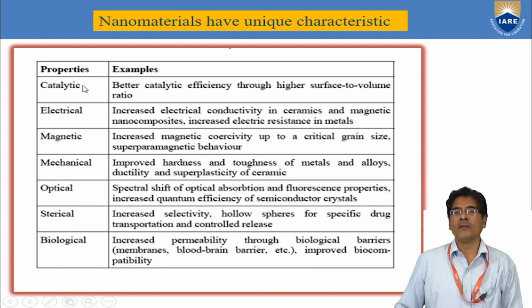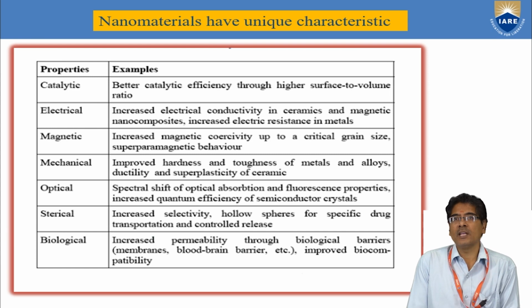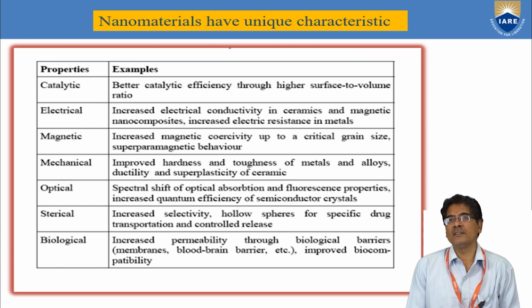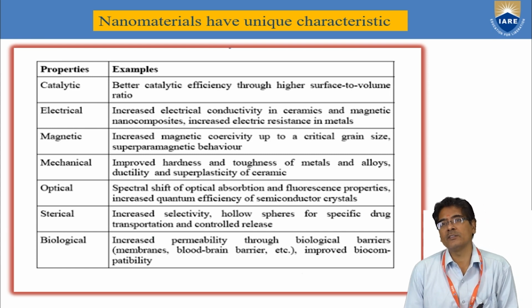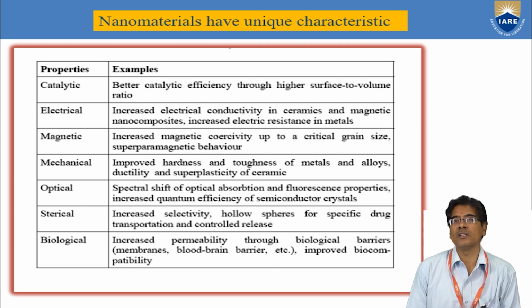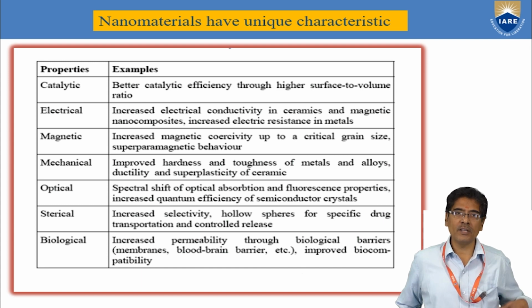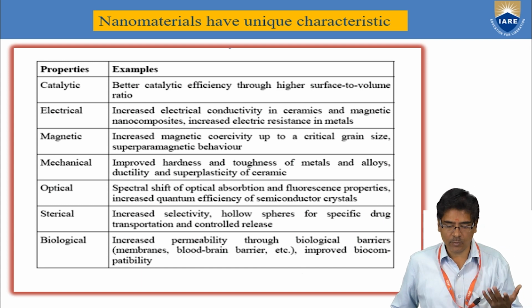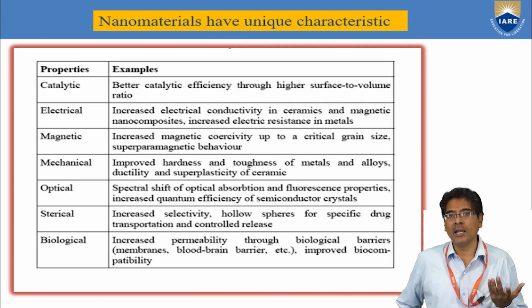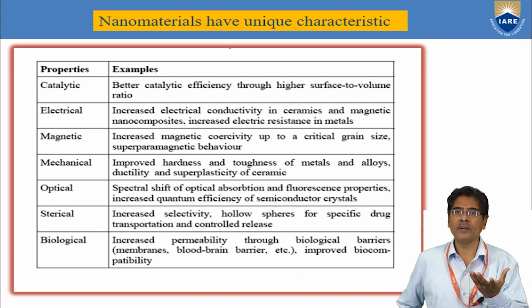So if you see some of the properties and examples of nanomaterials, what are the properties that can be mapped for some examples? Nanomaterials have unique characteristics. One of the properties of nanomaterials is catalytic properties. They also have electrical properties.